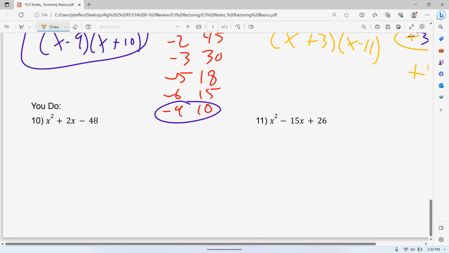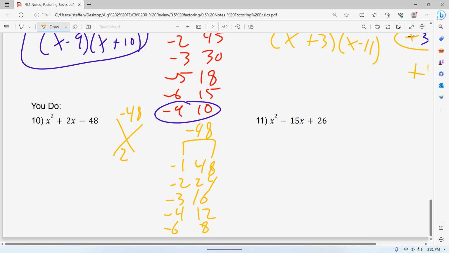Last but not least, I'm going to do these quick, but I would encourage you to pause the video first and then check your answers. So negative 48 is on top, 2 is on bottom. Factors of negative 48. Negative 1 and 48, negative 2, 24, negative 3 and 16, I think. Always want to double check. Yep, 16. 4 and 12. 5 doesn't work, 6 doesn't work, 6 and 8, or 6 does work, sorry. 7 doesn't work, but we're back to 8, so we're good.